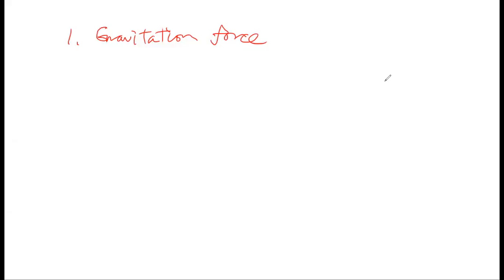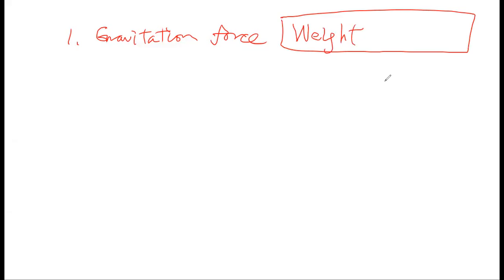Let's continue. The first one is gravitational force. We usually call that weight, and it is equal to mg, where g is equal to 9.81 meter per second square. So that is the weight. It is always pointing downward, so be aware of the direction.